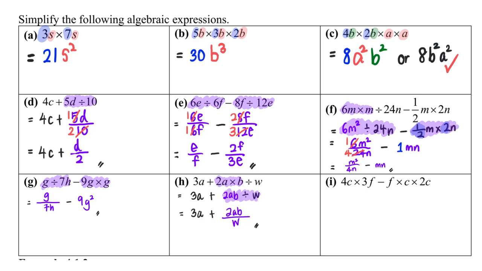And the last part, I see a times. I do the times first, minus later on. I also see a times. I will do the times first. So this will give me 4 times 3. 4 times 3 is 12. Still got the C and the F. C and F will give me CF.